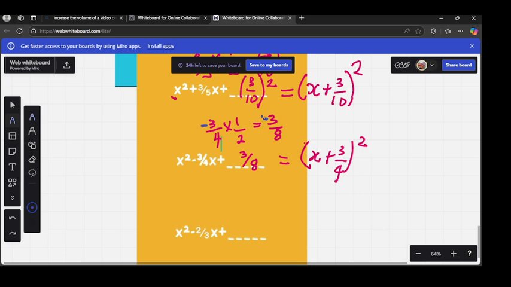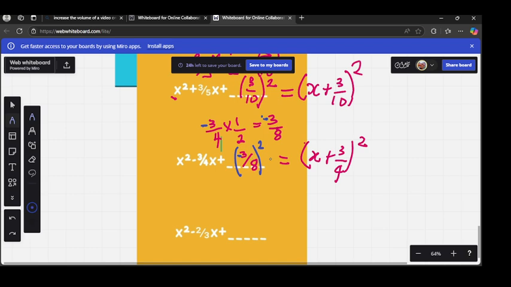Remember, when completing the square, we don't add half of b. Instead, we add the square of half of this coefficient. So to complete this square, I was supposed to add the square of this. So it was supposed to be minus 3 over 8 all squared. Hope you are not confused. So this is the next mistake. Remember to square the half that you got before adding it.